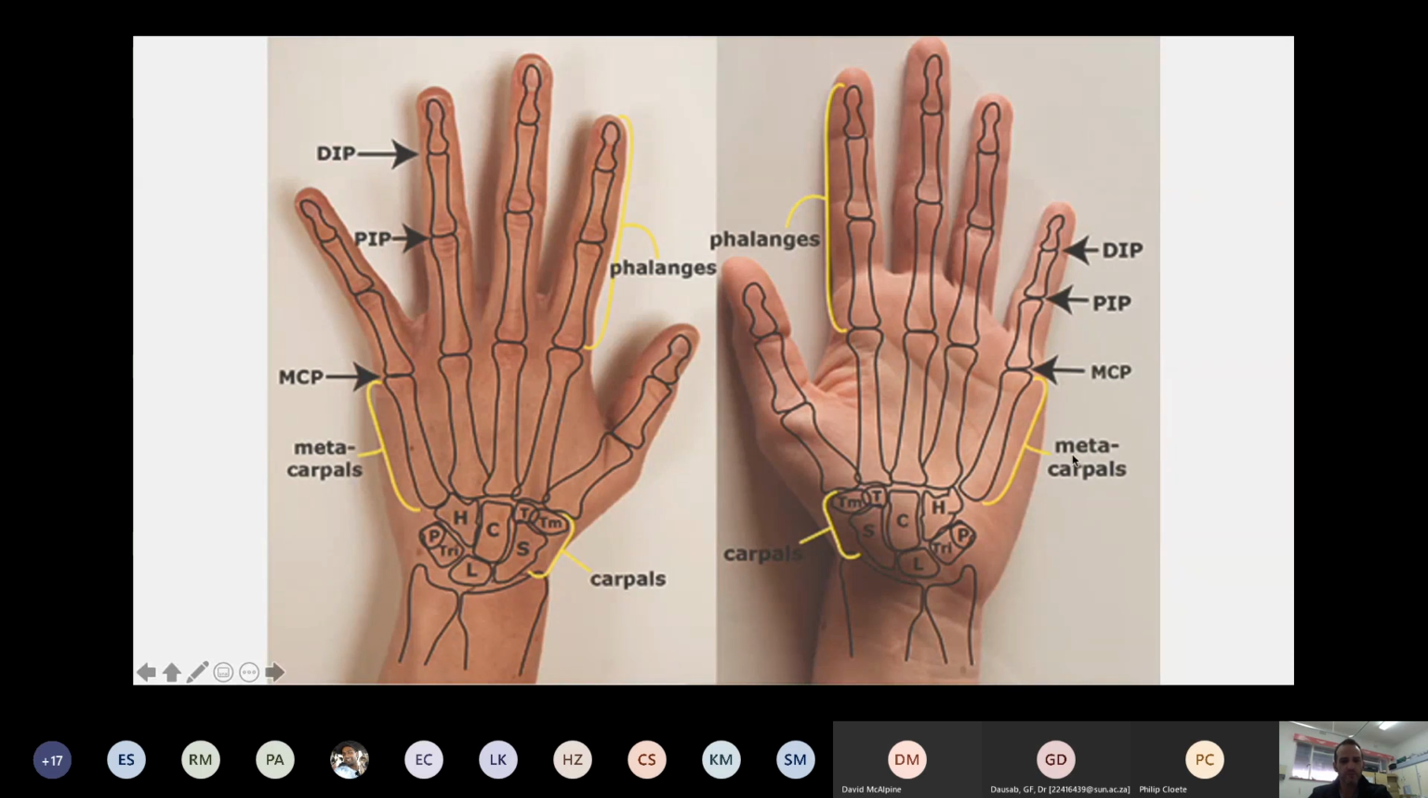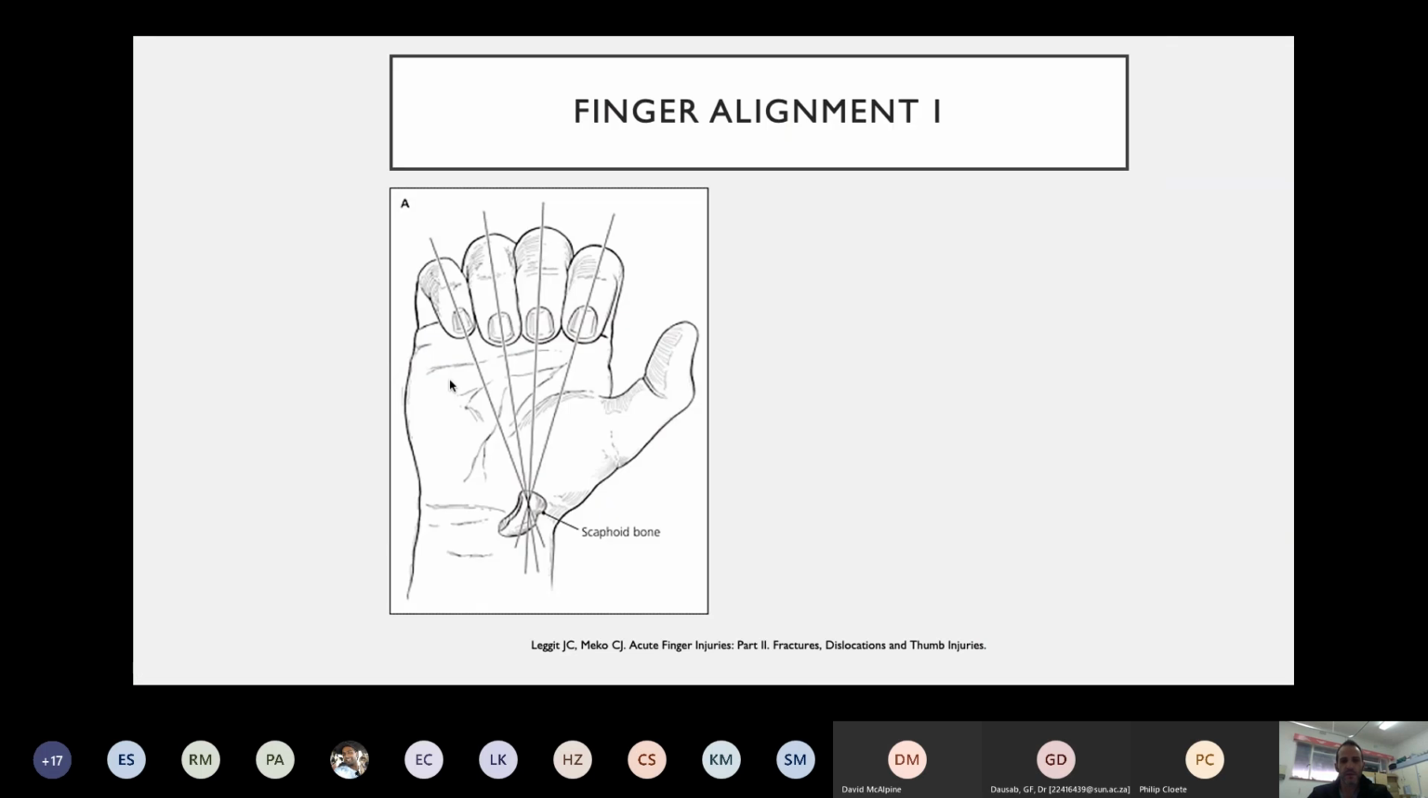is in that position. So when you examine the patient's hands, try and imagine what you're feeling underneath. So feeling for the radial styloid, ulnar styloid, carpal bones, and then try and picture the anatomy of the metacarpal and phalanges underneath your fingers. All right, so part of the hand examination is assessing finger alignment.